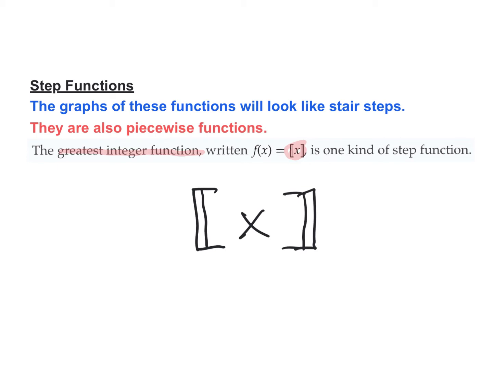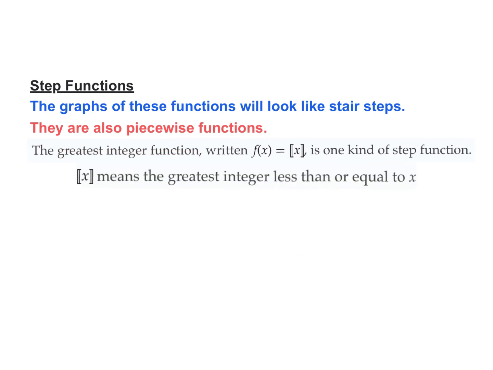Here's what the greatest integer function means. The name is confusing because it makes you think you actually want the biggest number, but it's actually backwards. I don't know why they named it that. That's just what they named it. It's the greatest integer less than or equal to x.